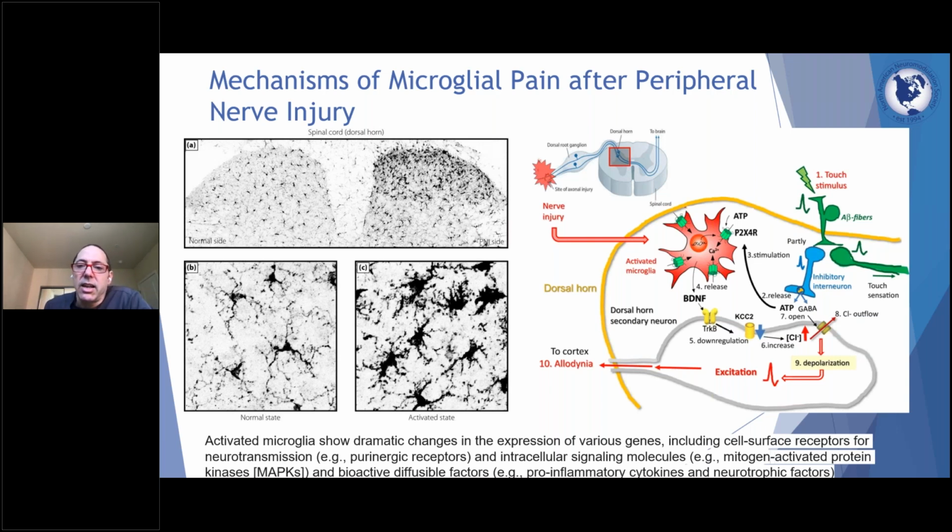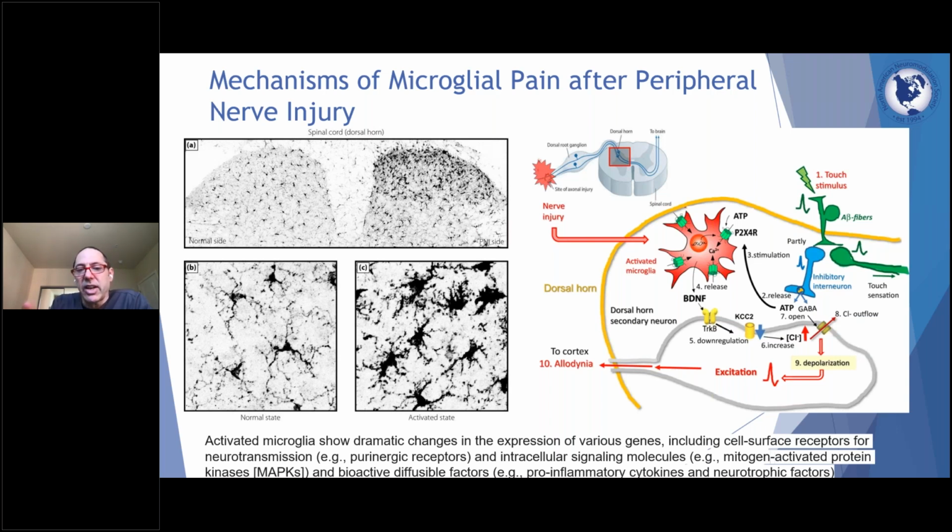And the pathway, in my doing research for this, shown on the right seems to be the best established, which is ATP acting on purinergic receptors, which then release BDNF. BDNF acts on the TrkB receptors on neurons and will ultimately lead to depolarization and activation of neurons transmitting rostrally pain signal.